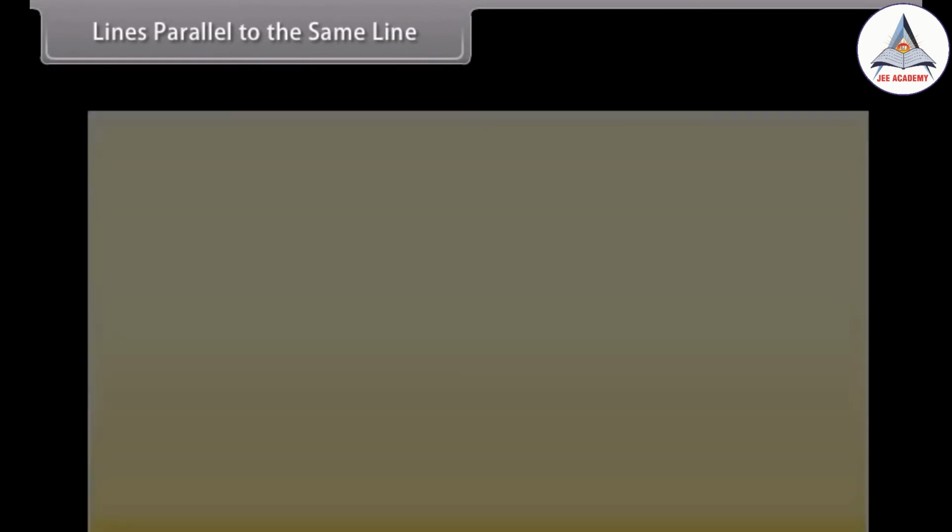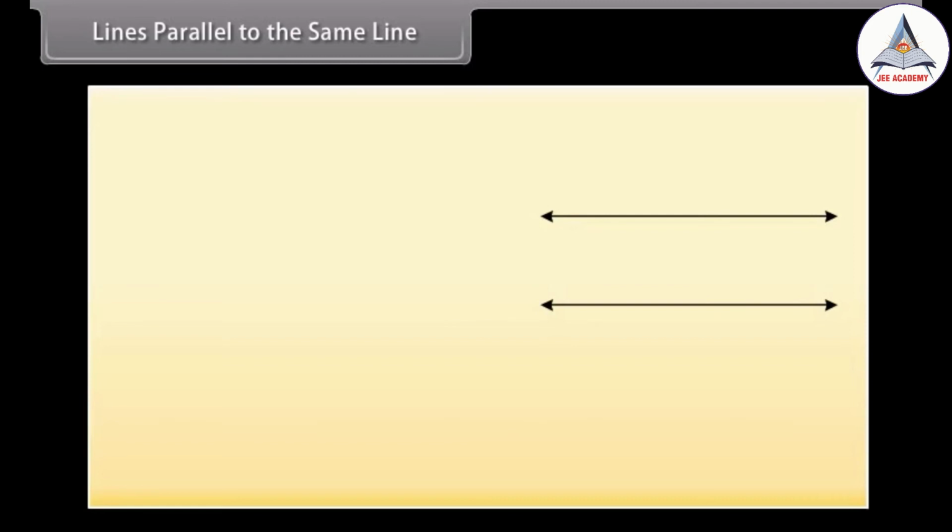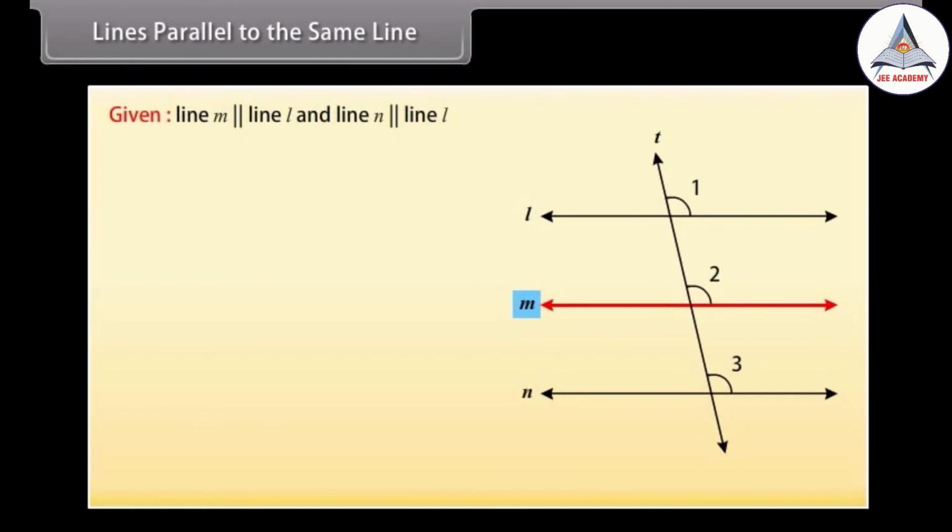Lines parallel to the same line. Let us now check that if two lines are parallel to the same line, then they will be parallel to each other. Look at this figure. Here line M is parallel to line L and line N is parallel to line L. Let us draw the line T transversal for this line L, M and N.